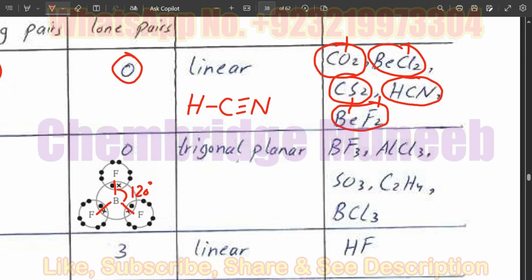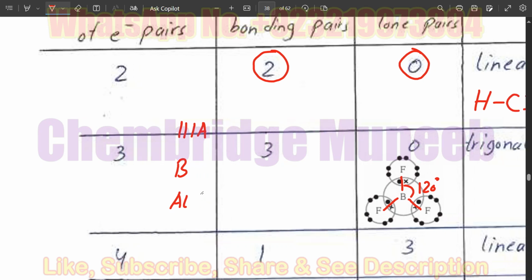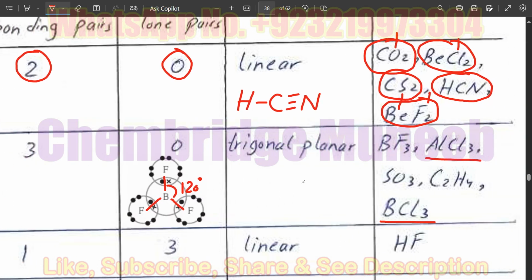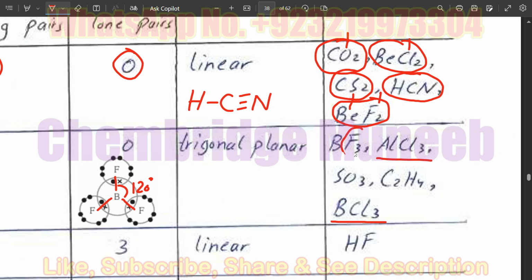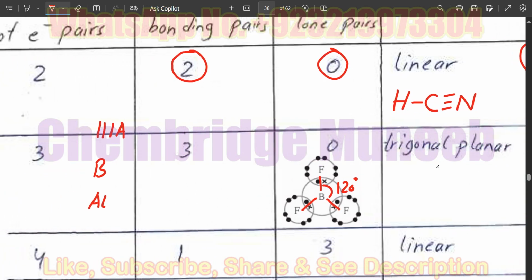Not just BF3, but other molecules will resemble this shape, for example, AlCl3. Both boron and aluminium, as you know, are present in group number 3A. So they will be bonded with only 3 atoms of group 7. Here fluorine is from group 7, chlorine is from group 7. So as a result of this, all the molecules will possess the same shape, that is trigonal planar.